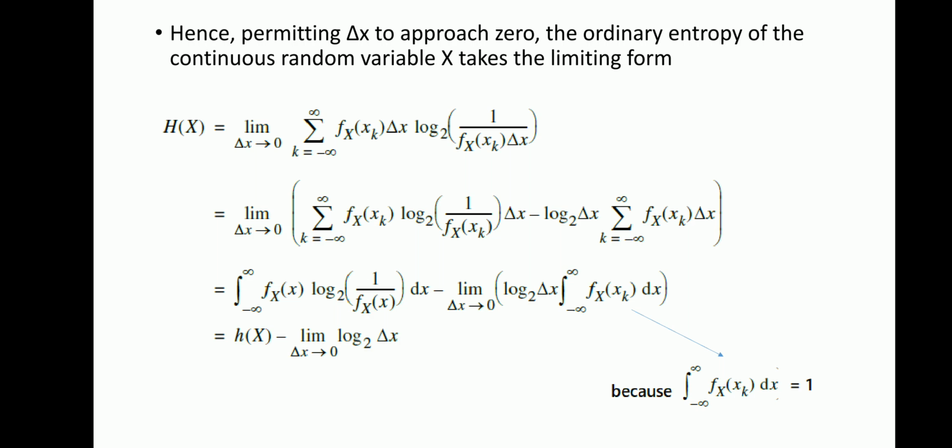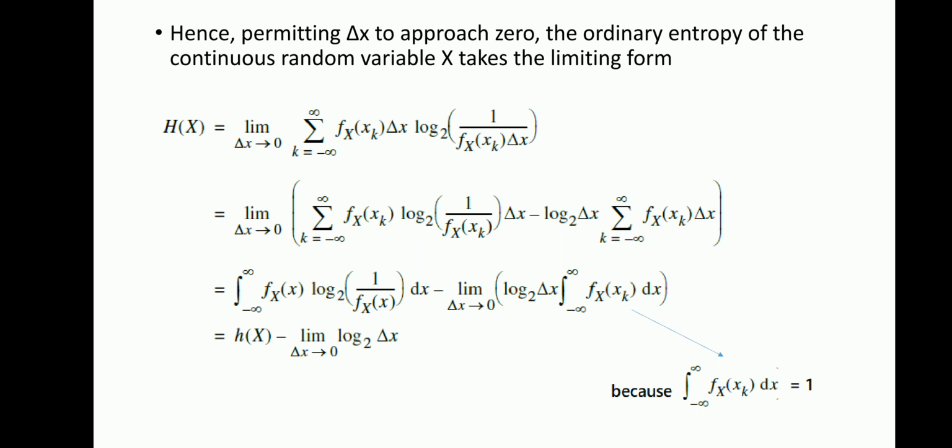So then, rewriting the order of terms, we will get limit del x tends to 0 of summation of k equal to minus infinity to plus infinity fx of xk log of 1 by fx of xk to the base 2 into del x, minus, we are taking this log del x outside, the remaining is summation of k equal to minus infinity to plus infinity fx of xk into del x.